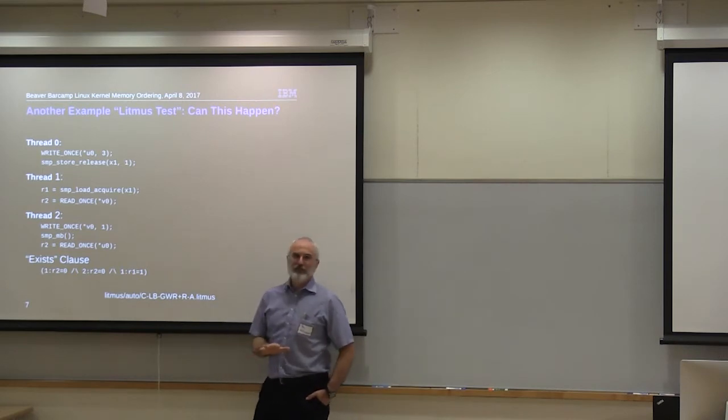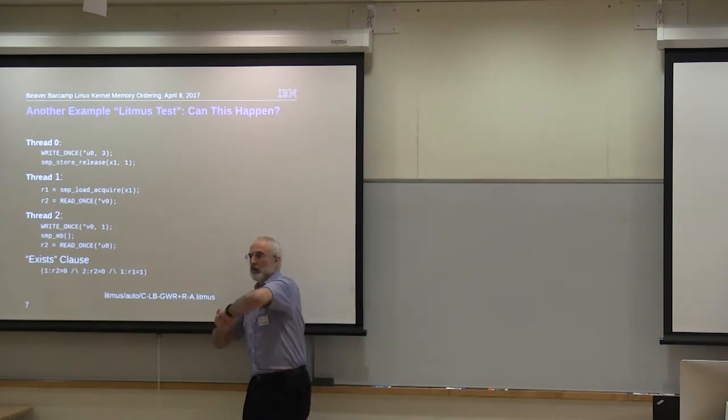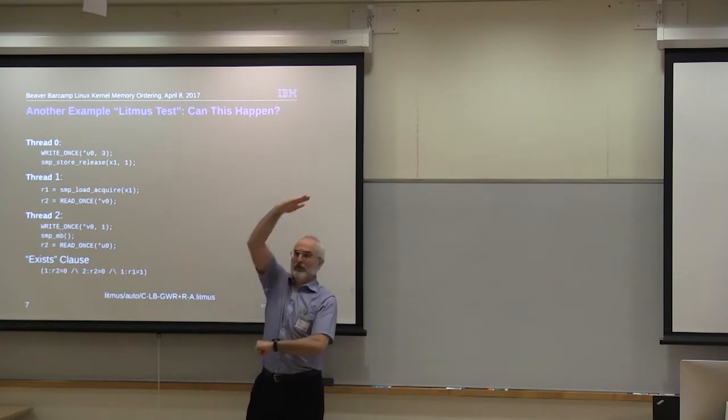I'm being a little bit simplistic there, but the idea is if you have a store release and a load acquire, those form a kind of distributed ordering fence. So the stuff after the load acquire will see everything before the store release.